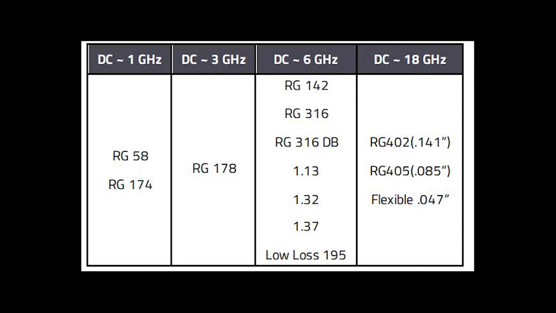Take a Wi-Fi application, for example. Now, if the system only requires a 2.4 gigahertz channel, an RG178 cable could support it. If the system is running both 2.4 gigahertz and 5.8 gigahertz bands, it must use a higher rated cable from the DC around 6 gigahertz category.